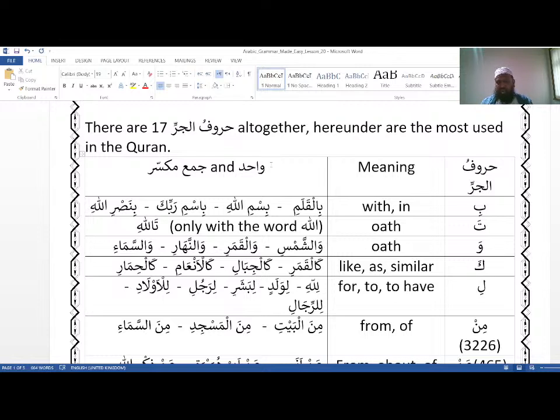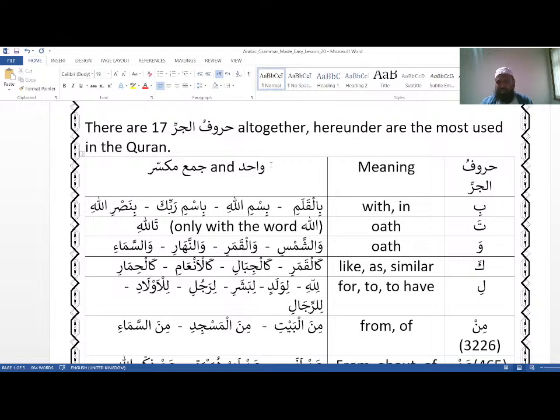Number two, ta. This is used to take an oath, only with the word Allah. Tallahi, by Allah, I swear by Allah. Waw is also for an oath, but waw can be used with any ism. Washamsi, wal-qamari, wal-nahari, was-samai: by the sun, by the moon, by the day, by the sky.